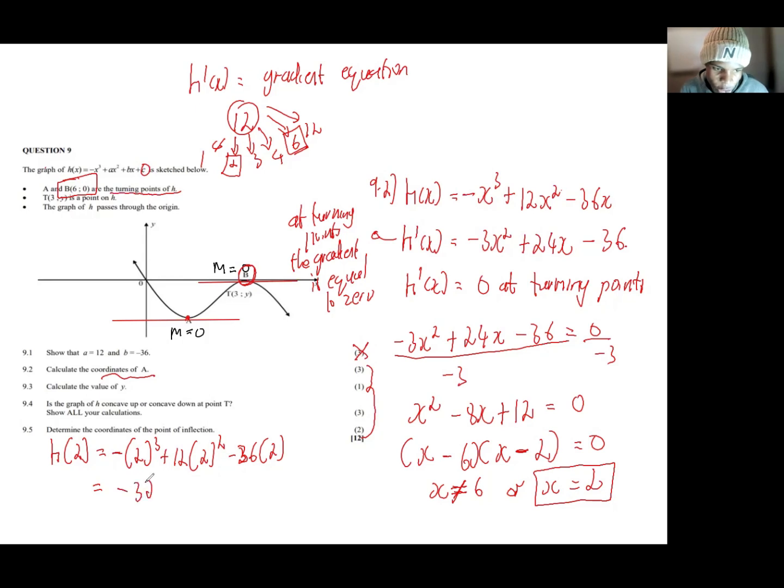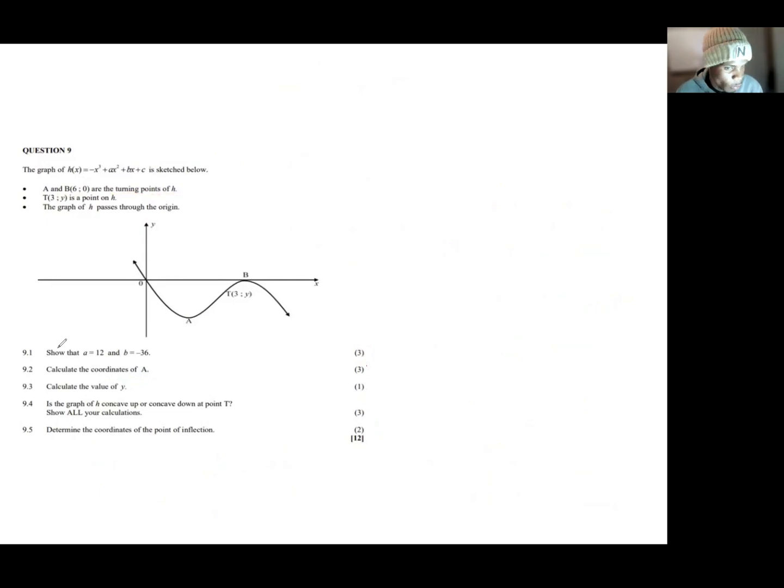Negative 32. So my A value there is 2 is to negative 32. Right. 9.3, calculate the value of y. This is only just 1 mark. So 1 mark questions should be treated like 1 mark questions. We do not have to sweat there.